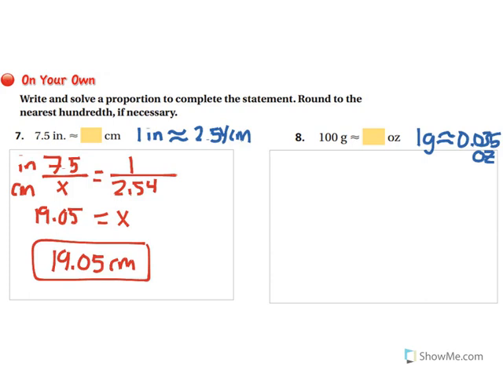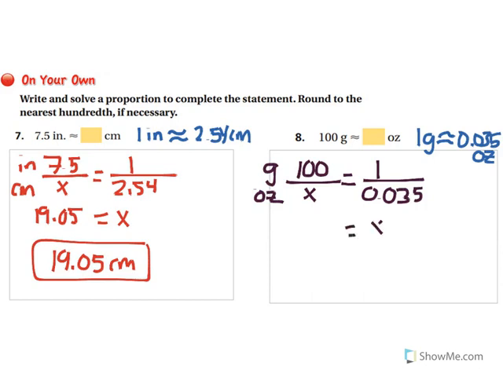Let's try our next one. I have grams to ounces. I have 100 grams over an unknown amount of ounces. And I know that 1 gram equals 0.035 ounces. So I know 1 times x is just x. I know 100 times 0.035 is 3.5. So I get 3.5 ounces.